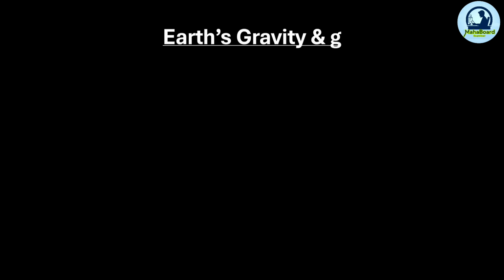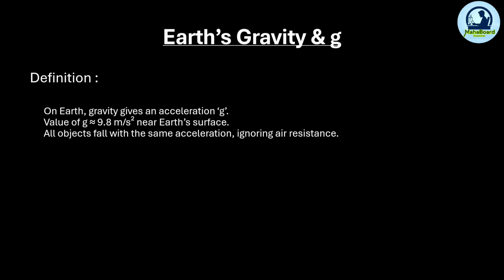The Earth attracts everything towards its center, which is called the gravitational force. It is the force that makes objects fall down, gives us weight, causes ocean tides, and even keeps satellites revolving around the Earth. When an object falls towards the Earth, it accelerates due to gravity. This acceleration is called g. Its value near the Earth's surface is about 9.8 meters per second square.